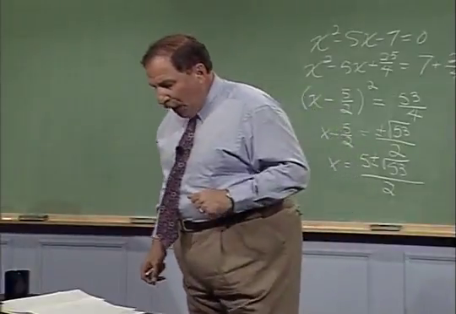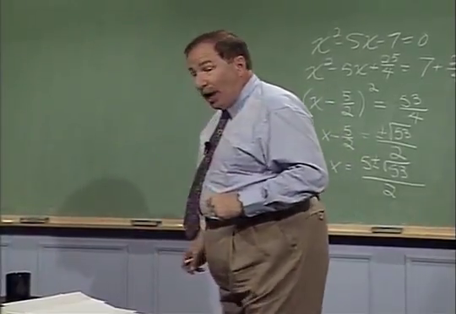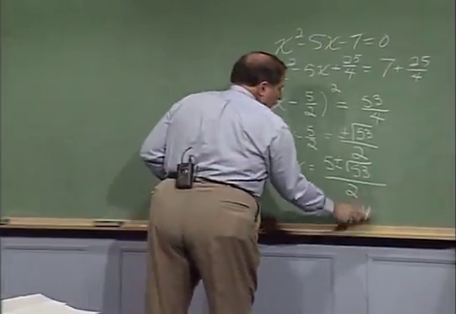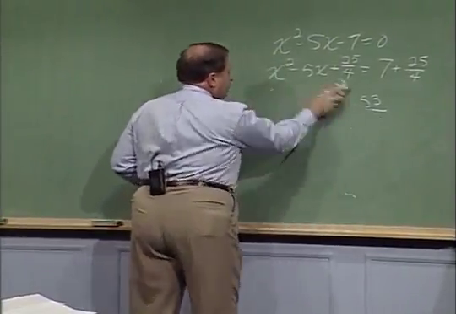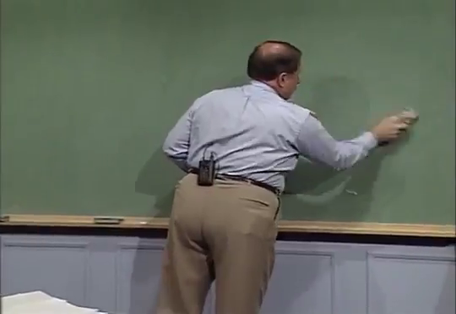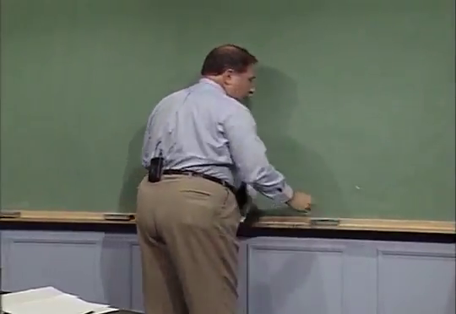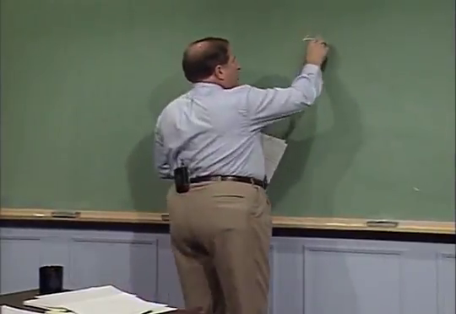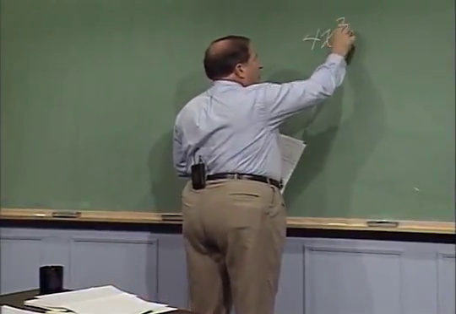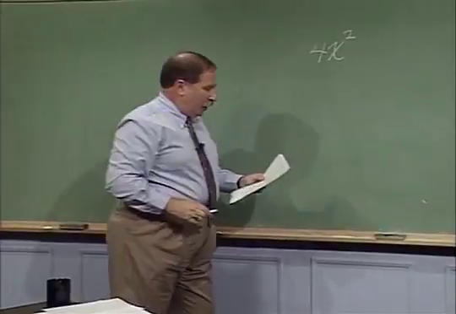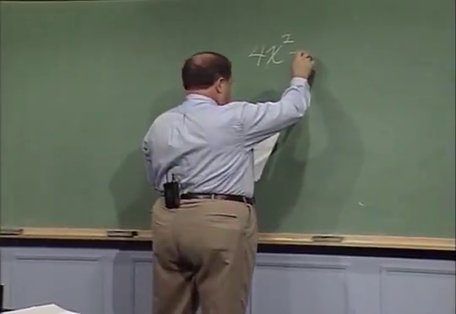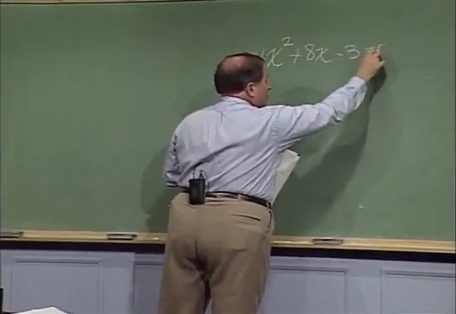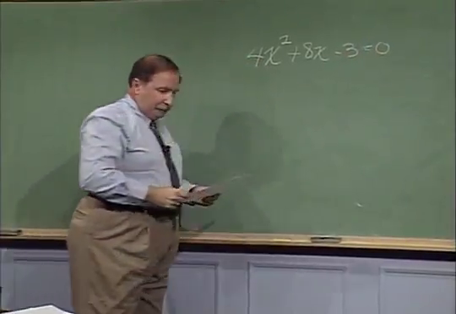And this problem, let's go ahead and do that at the board too. I think it's just easier to do these at the board. Erase this here. This problem is going to have a little extra added attraction to it because it has a number other than 1 in front of the x squared. 4x squared plus 8x minus 3 equals 0. Okay?